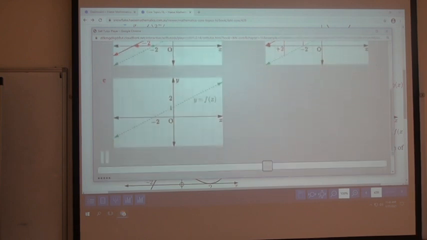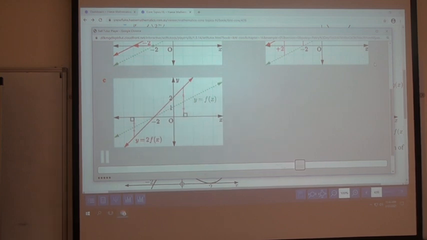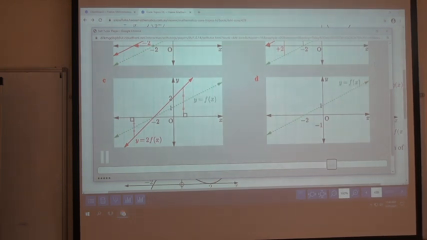In part C, the transformation has the form c f of x, so it is a vertical stretch. The scale factor c is 2, so we double the distance of every point on the line from the x-axis. The x-intercept is the only point on the line which does not move. In part D, the transformation has the form y equals minus f of x, so it is a reflection in the x-axis. The x-axis is the mirror line, and each point is moved to a corresponding position the same distance from the mirror line, but on the other side of it. The x-intercept is the only point on the line which does not move.